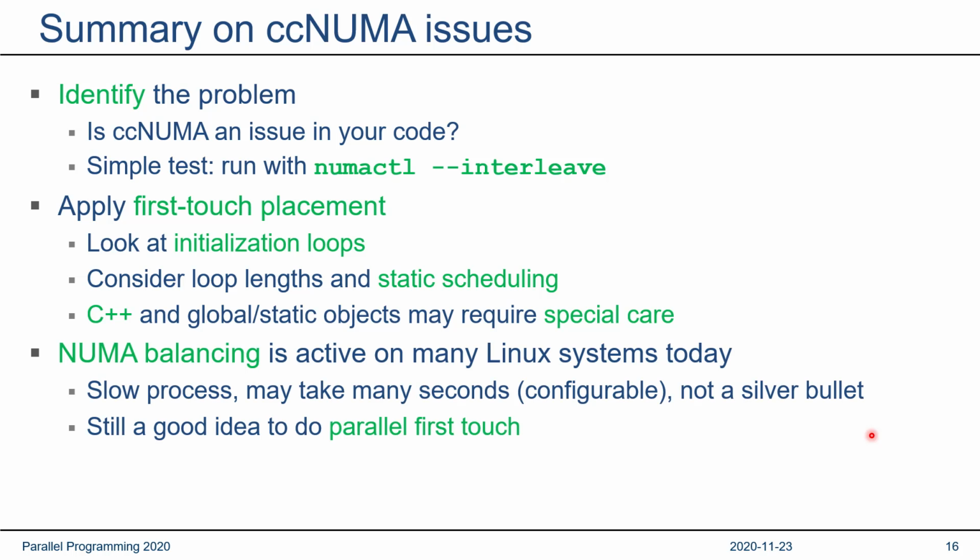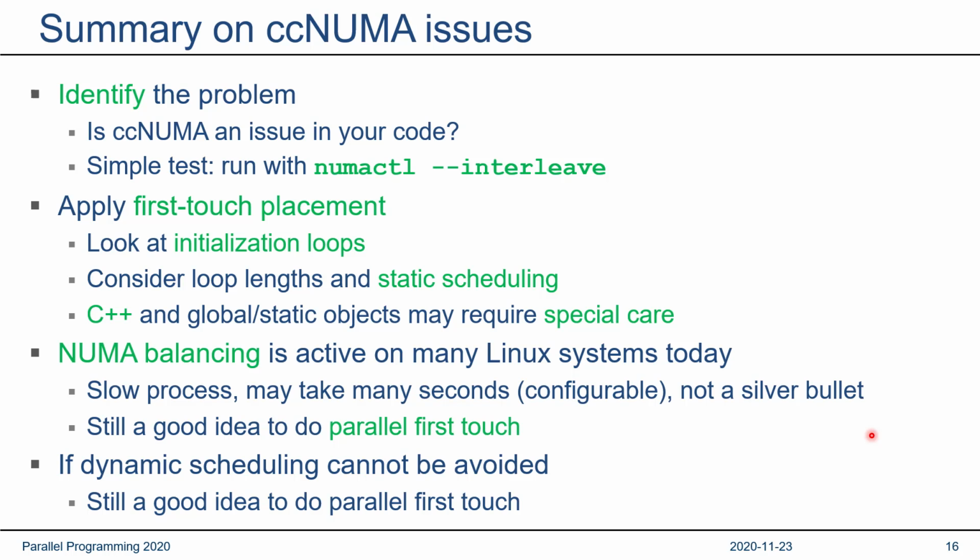NUMA balancing or automatic page migration is active on many Linux systems today. It's a slow process, so it may take many seconds, but not a general solution. So it's always good to have parallel first touch in mind, even though you know that you're on a system where NUMA balancing is active.